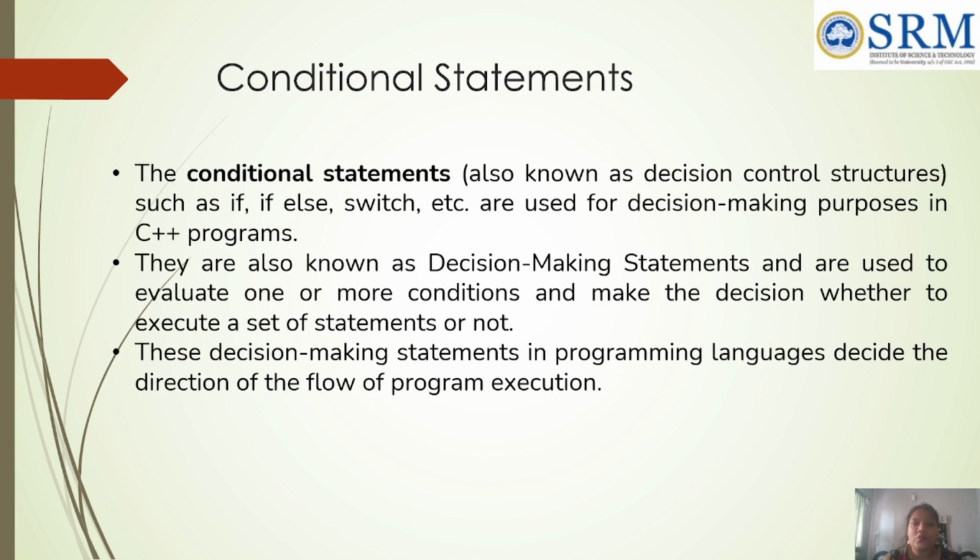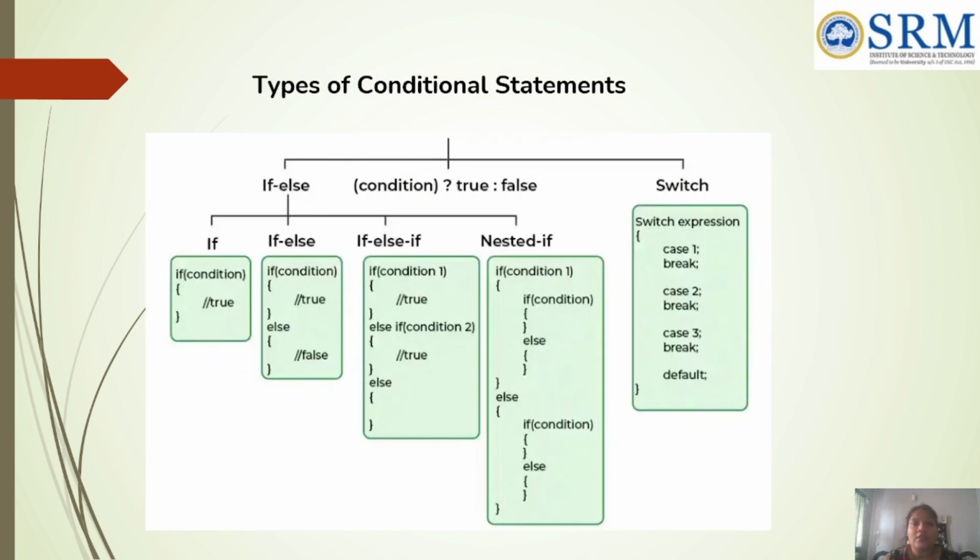The conditional statement is also known as decision control structures, or decision making statements. It is used to evaluate one or more conditions and make decisions whether it can execute a set of statements or not. These decision making statements in programming languages decide the direction of the flow of the program execution. These are the various types of conditional statements. There are two major types. One is if else statements and another one is switch.